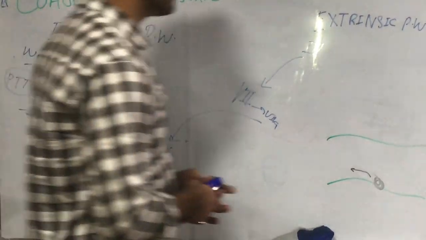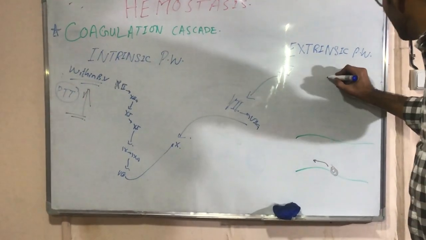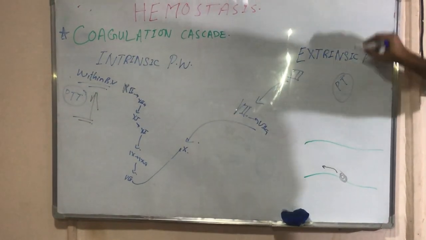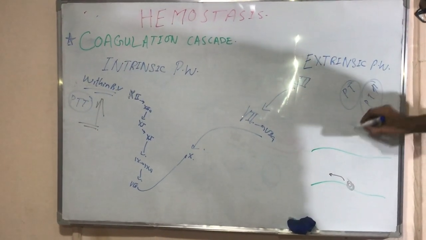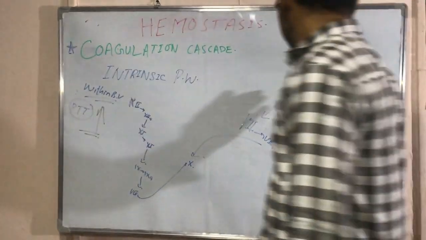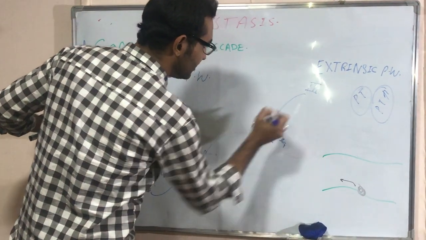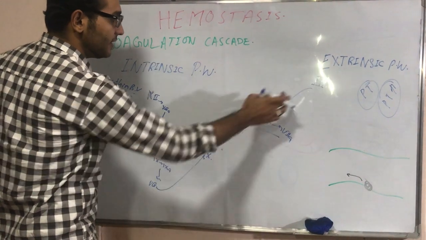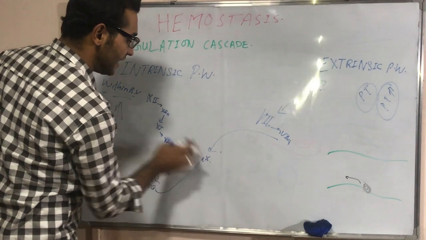For the extrinsic pathway, we also do a test called PT, the prothrombin test. If the value of the PT is high in any test, it means there is a problem in factor number 3 or factor 7. To remember this extrinsic pathway, if you add 3 to 7, it makes 10. The 3 is activated first, then it activates the 7, then it activates factor number 10.